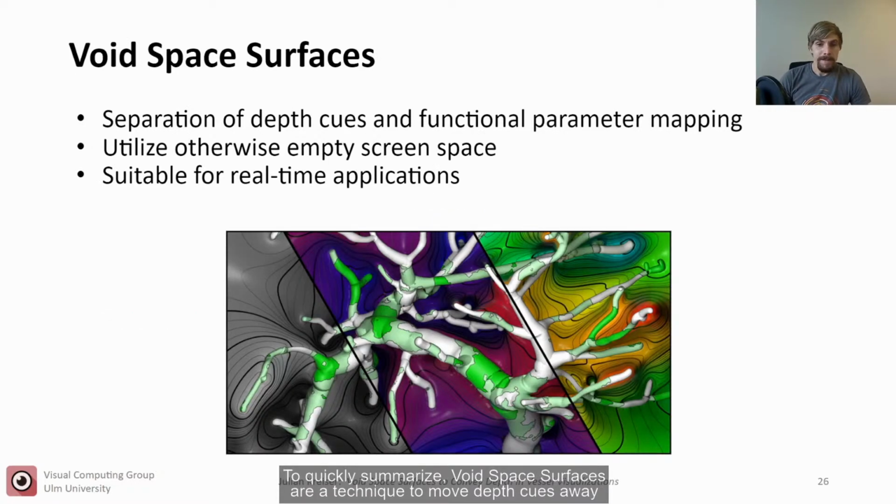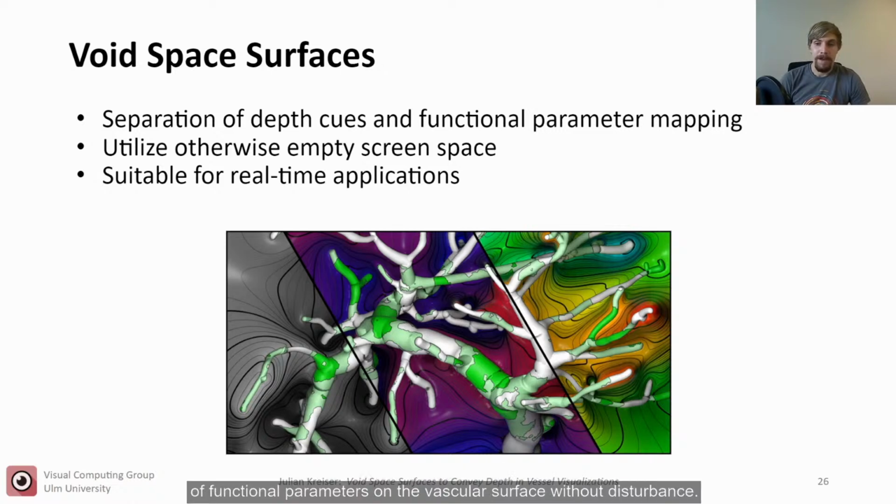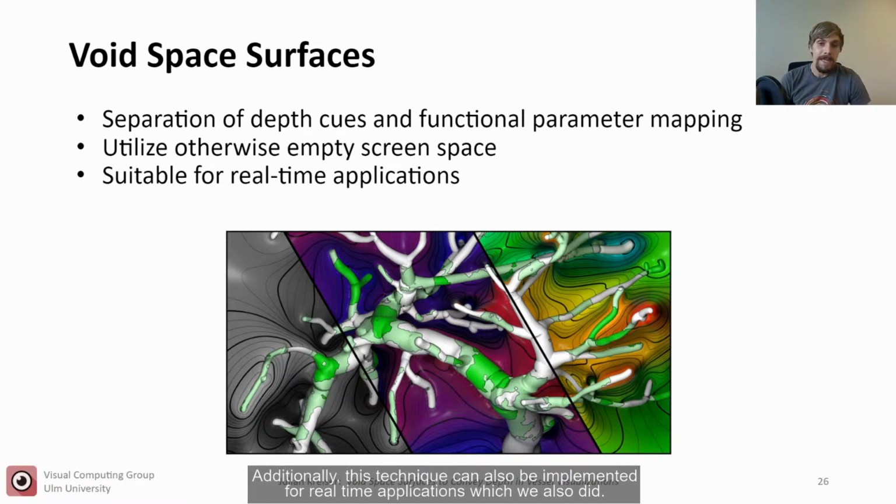To quickly summarize, void space surfaces are a technique to move depth cues away from the geometry of interest. This allows for an exclusive display of functional parameters on the vascular surface without disturbance. Additionally, this technique can also be implemented for real-time applications, which we already also did.